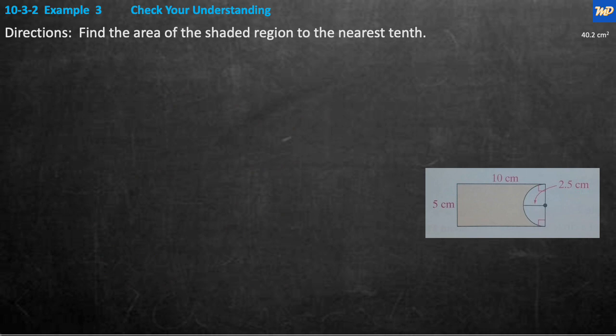Example 3, check your understanding. Your turn: find the area of the shaded region to the nearest tenth. Here it is. Take your time, do it, come back, and we'll do it together.